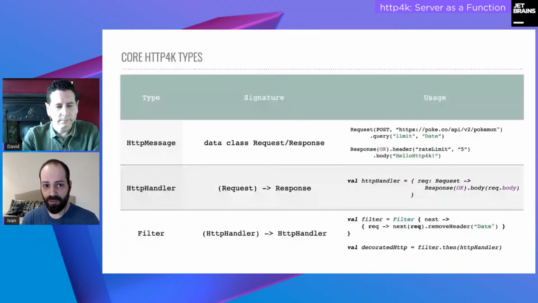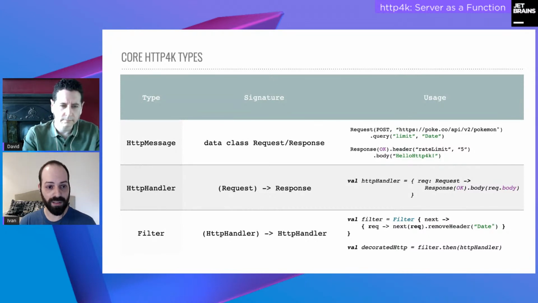So we can summarize HTTP4k in only 3 concepts. The first is the idea of an HTTP message, which is your usual request and response. In our case, they are simple data classes. We have a bit of syntactic sugar to make it nice to add queries and headers and body and so on. But they are just plain immutable data classes from Kotlin. So here you have an example of a request and response.